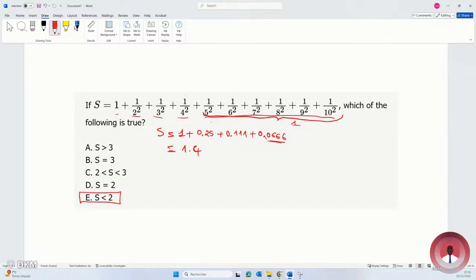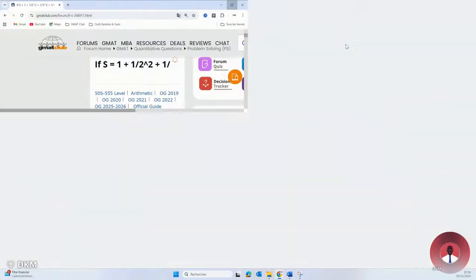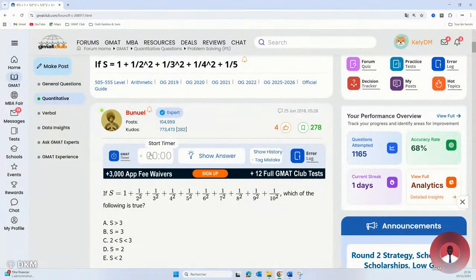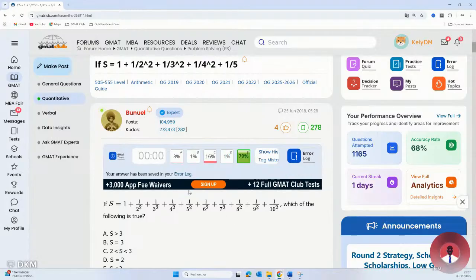So the value of S here is going to be less than 2. So this is less than 2, and this is less than 1. So yeah, the answer is answer E. So E was the answer.